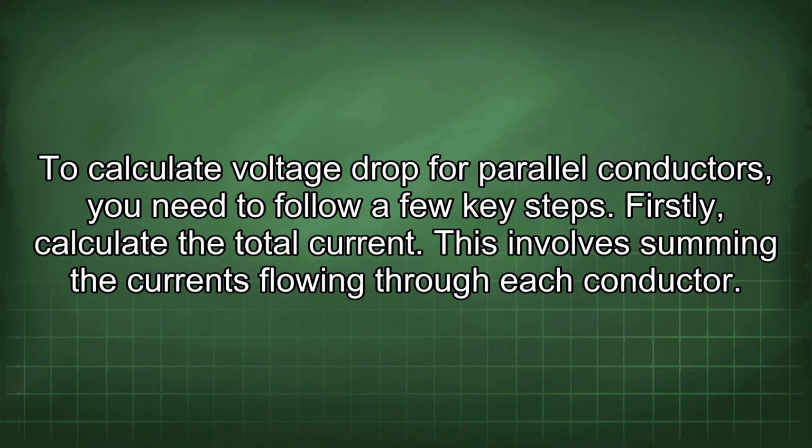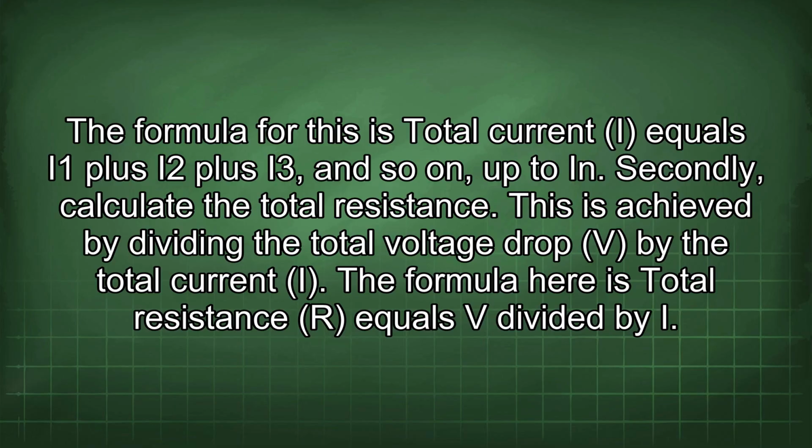To calculate voltage drop for parallel conductors, you need to follow a few key steps. Firstly, calculate the total current. This involves summing the currents flowing through each conductor. The formula for this is total current I equals I1 plus I2 plus I3, and so on, up to IN.